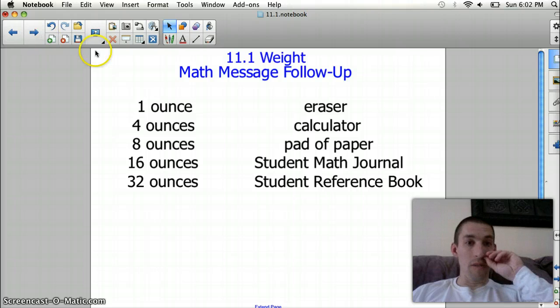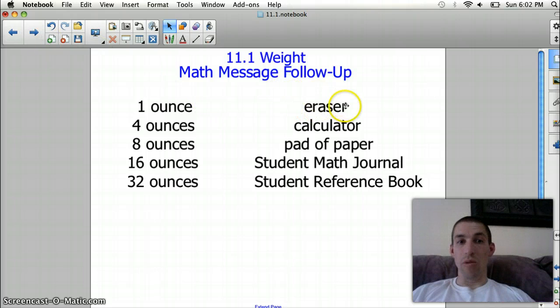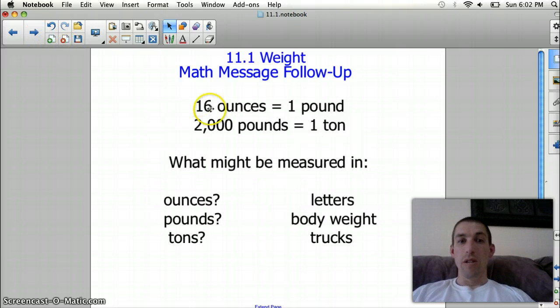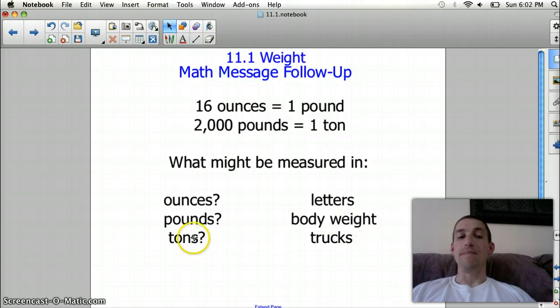All right, so just some examples of what 1 ounce would equal, 4 ounces would equal, and so on, just to kind of give you a reference point. Okay, 16 ounces is 1 pound, as I said earlier. 2,000 pounds is 1 ton. So what else might you measure in ounces? You might measure letters in ounces. What about pounds? Body weight. Mr. Peralta weighs 160 pounds. That's my body weight. So the pounds is what we use now in English. And we don't really use kilograms, but if you go elsewhere in the world, you might. And tons, you'd weigh trucks.